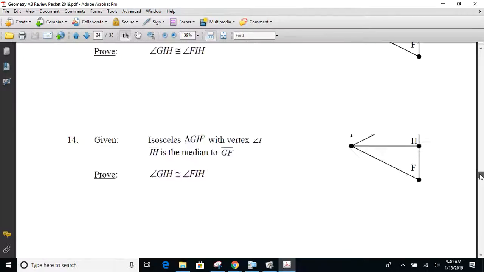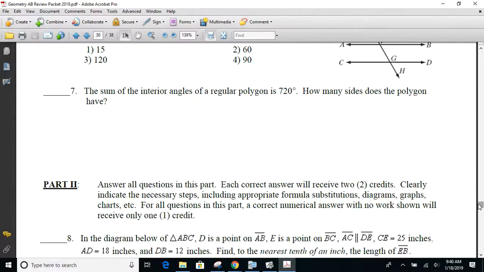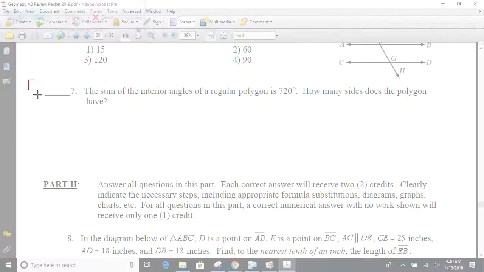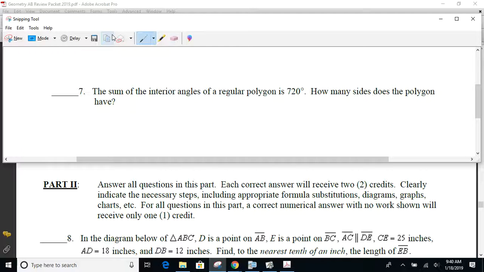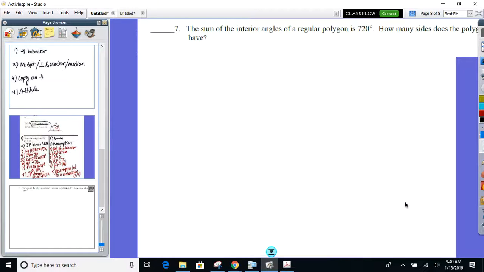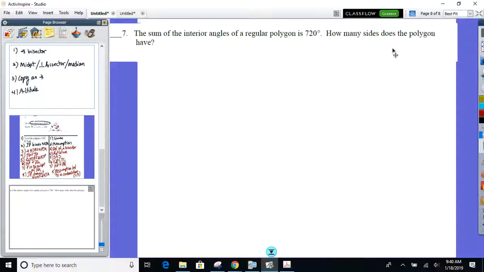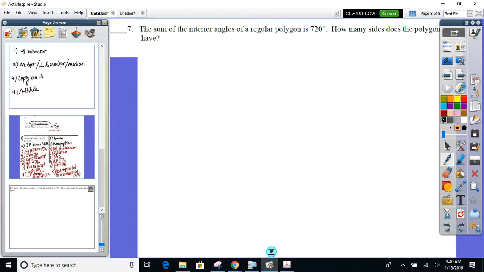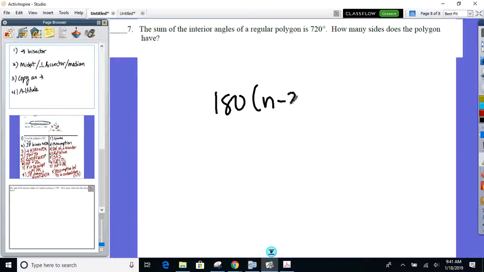Review 6, number 7 and 9. Okay, review 6. I'll start with number 7. The sum of the interior angles of a polygon is 720. How many sides does it have? That's a formula I'd given you on Wednesday. It was distance, midpoint, slope, and then this was the fourth formula, for the sum of the interior angles. What was that formula? 180 times n minus 2. And in this case, I know what that's equal to: 720. So I'm going to set it equal to 720.